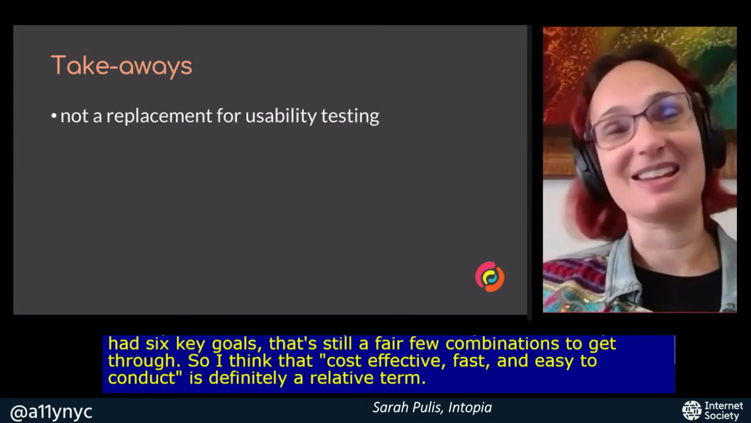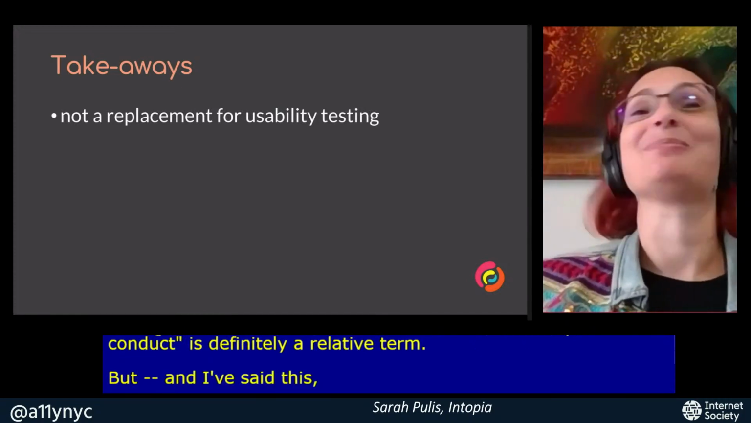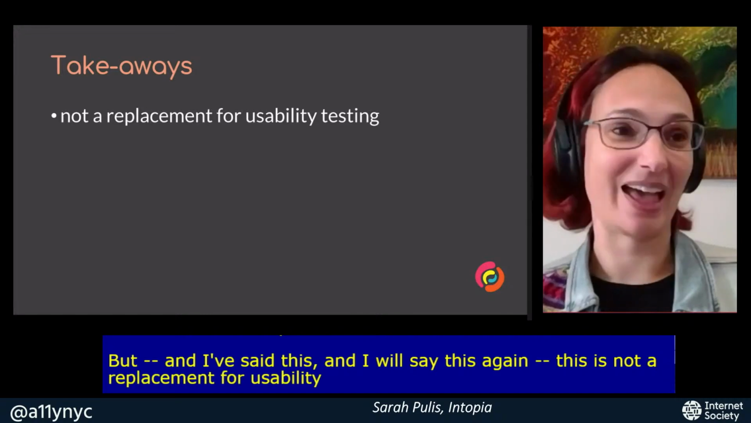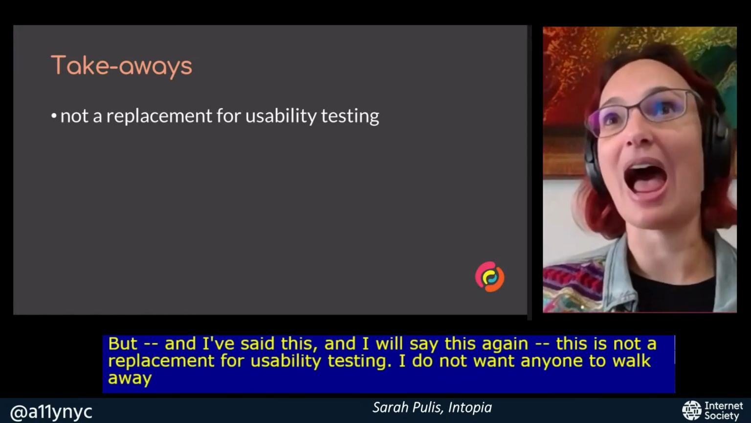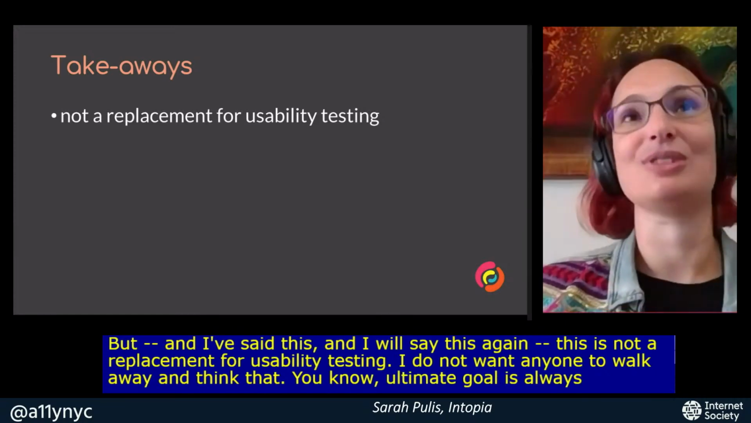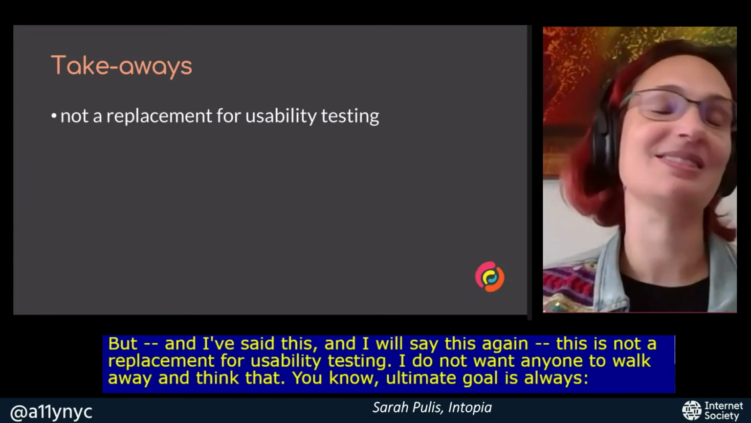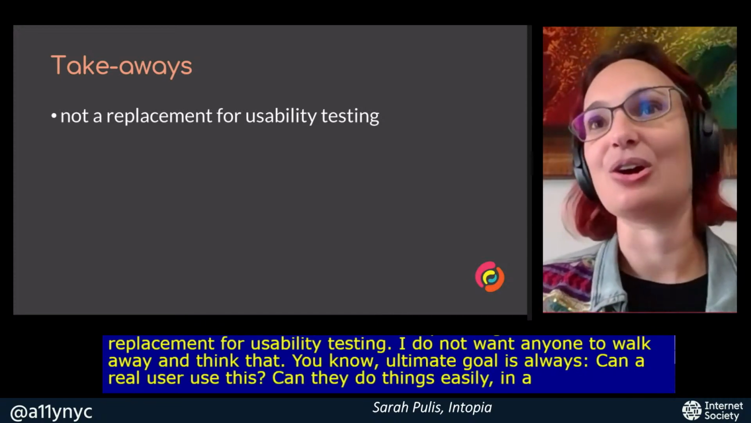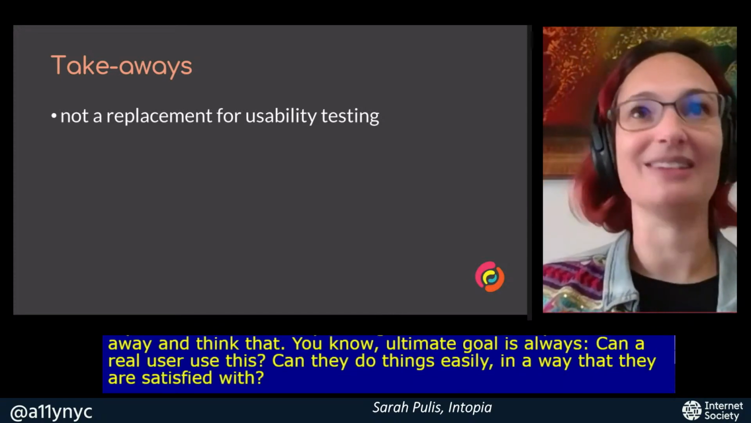But, and I've said this and I will say this again, this is not a replacement for usability testing. I do not want anyone to walk away and think that our ultimate goal is not always, can a real user use this? Can they do things easily in a way that they are satisfied with? So again, one tool in your toolkit, not your only tool.